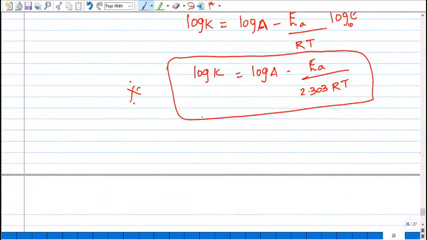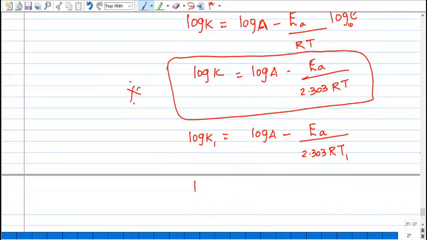If you are taking two trials, there are two rate constants. Log k1, for example, is log A minus Ea by 2.303, and I can take the temperature as T1. This is for the first case. You know how to write the second case, Balaji? It is nothing but log k2 is equal to log A minus Ea divided by 2.303 RT2.